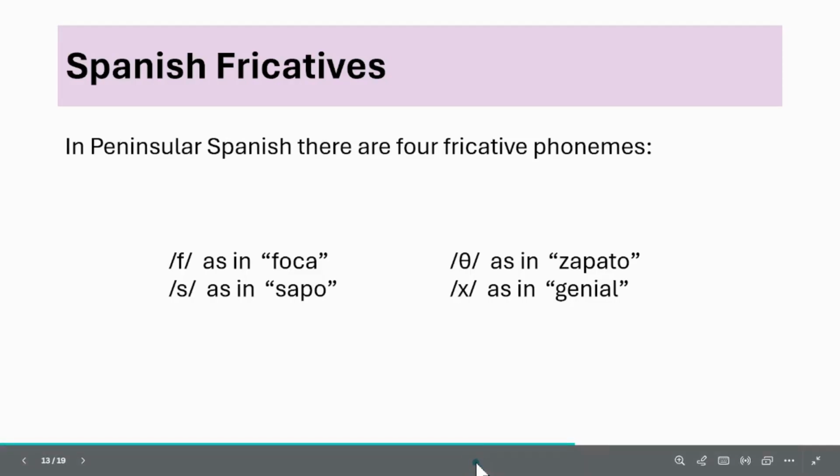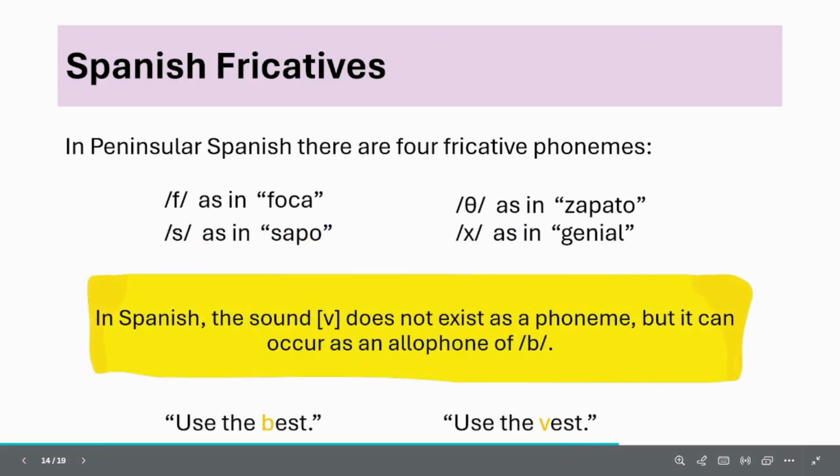We will not go deeper into this, but it's important to mention that in English there are phonemes that do not exist as phonemes in Spanish, but they do exist as allophones, or they occur as allophones. Let's take the example of the sound v, which can occur in Spanish as an allophone of b. Let's take the example of best and vest. As you can see, the change in the phoneme implies a change in meaning. This is why these are phonemes in English.